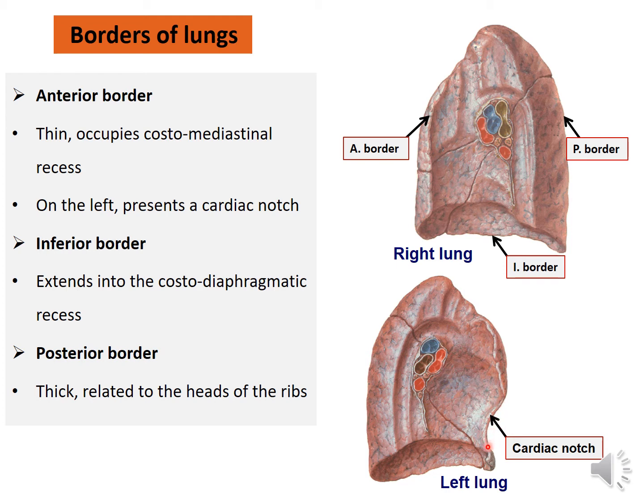The inferior border occupies another space of the pleural cavity, which is the extension of the pleural cavity located between the costal part and the diaphragmatic part of the parietal pleura, and the name of this space is the costodiaphragmatic recess. So the inferior border occupies the costodiaphragmatic recess. The posterior border is thick and it is related to the heads of the ribs.